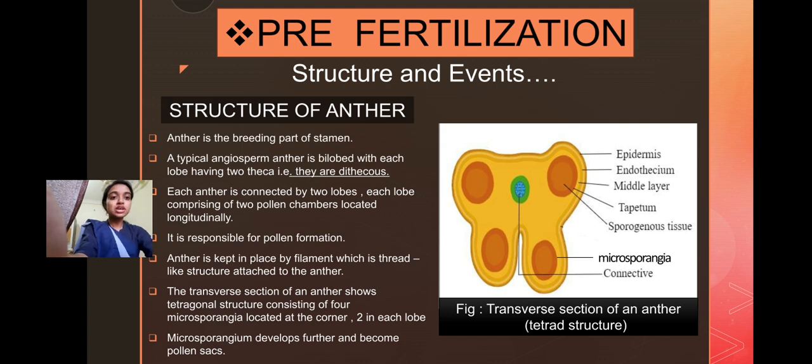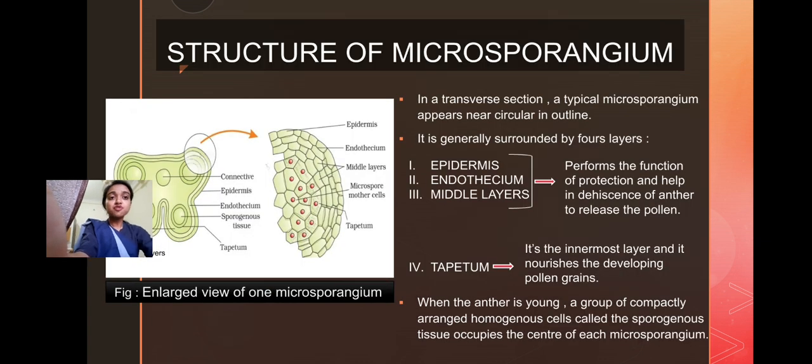Here in the figure we can see the transverse section of an anther, and the microsporangium develops further and becomes a pollen sac. Now the structure of the microsporangium. In a transverse section, a typical microsporangium appears near circular in outline. It is generally surrounded by four layers: epidermis, endothecium, middle layers and tapetum. These layers can be seen labeled in the given diagram.